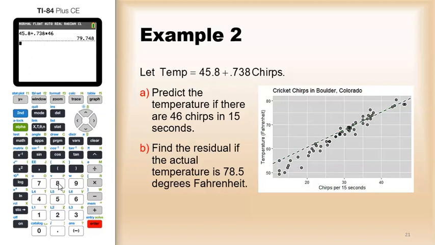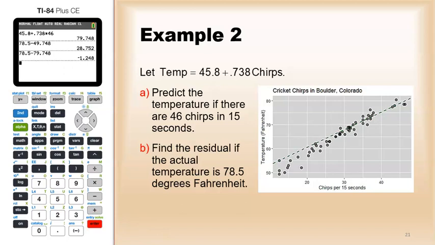Now, if I want to find the residual, let's assume that the actual temperature was 78.5. So I'd go actual 78.5 minus 79.748. Well, that's not right. Try that again. I take 78.5 minus what I said. My prediction was 79.748. Details, right? Yeah, negative 1.248.